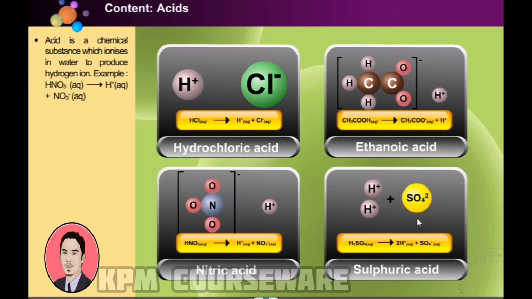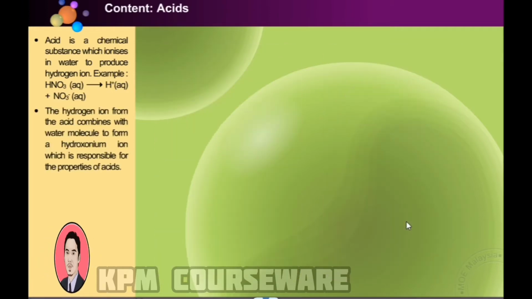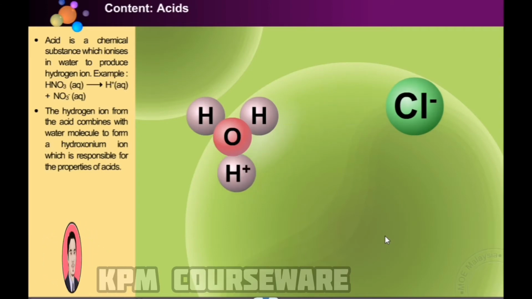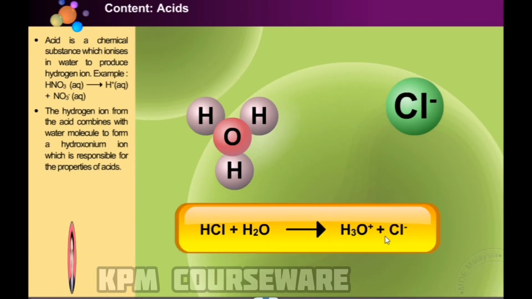What do these acids have in common? Yes, all of them dissociate to form hydrogen ions when they are dissolved in water. The hydrogen ion from the acid combines with a water molecule to form a hydroxonium ion. It is this aqueous hydrogen ion that is responsible for the properties of acids. We can therefore conclude that acids are substances that produce hydrogen ions or hydroxonium ions when dissolved in water.